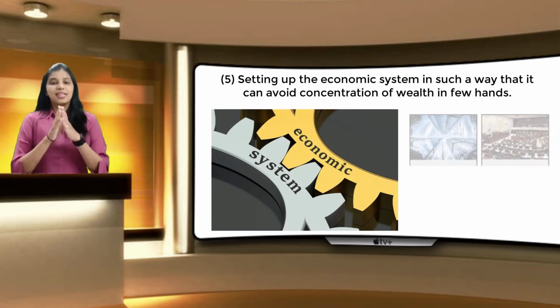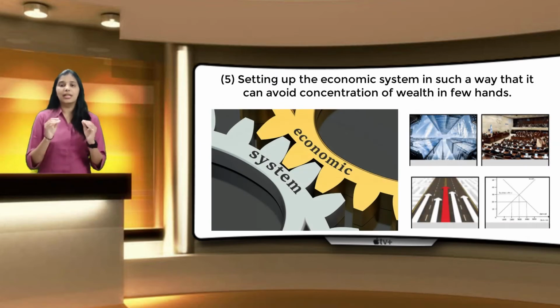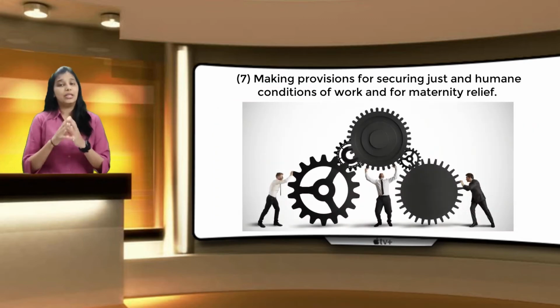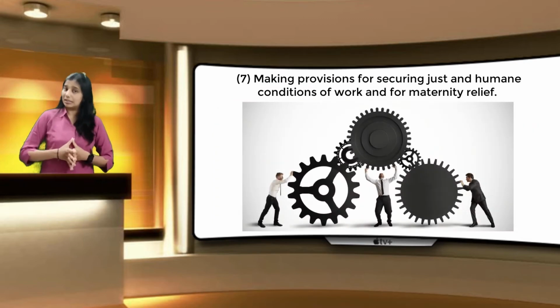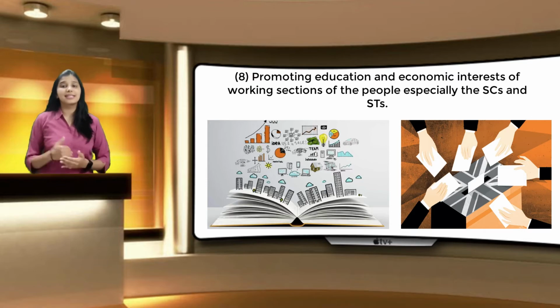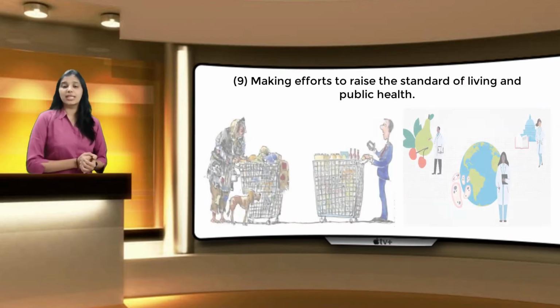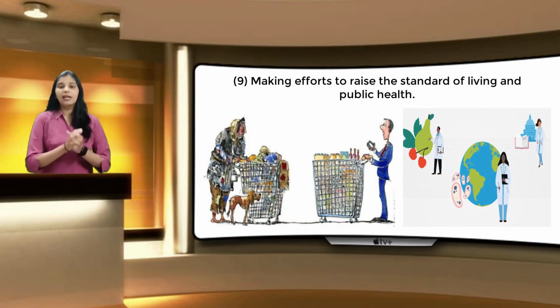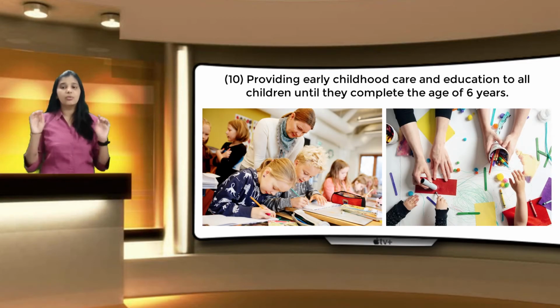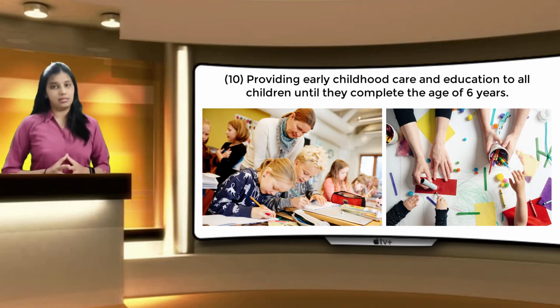The fifth is setting up the economic system in such a way that it avoids the concentration of wealth in few hands, guarding children against exploitation and moral degradation, making provisions for securing just and humane conditions of work and maternity relief, promoting the education and economic interests of working sections of the people, especially SCs and STs, making efforts to raise the standard of living and public health, and lastly, providing early childhood care and education to all children until they complete the age of 6 years.